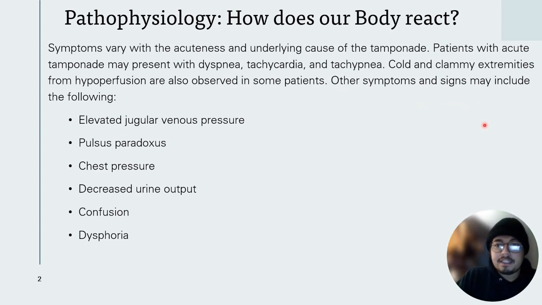Other symptoms and signs may include the following. The patient could have an elevated jugular venous pressure or pulsus paradoxus. They can have complaints of chest pressure. You'll see a decrease in urine output. They would be confused, their sensorium isn't there, and dysphoria as well.